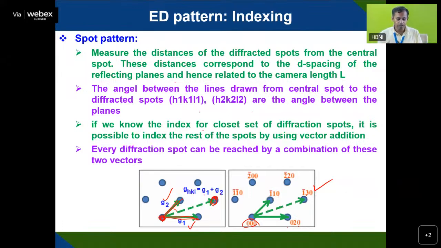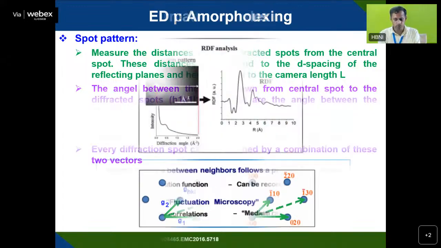So every diffraction spot can be reached by a combination of these two vectors. By vector addition, you are able to identify all of these, like from here to here. Then again, if you keep this at the center, you can calculate as well. So the whole spot pattern can be identified by measuring the distance of the diffracted spots from the central spot, and you can easily find out the structure.